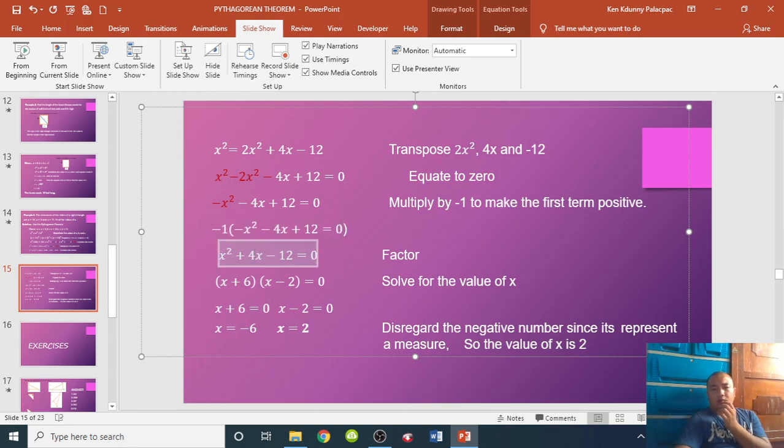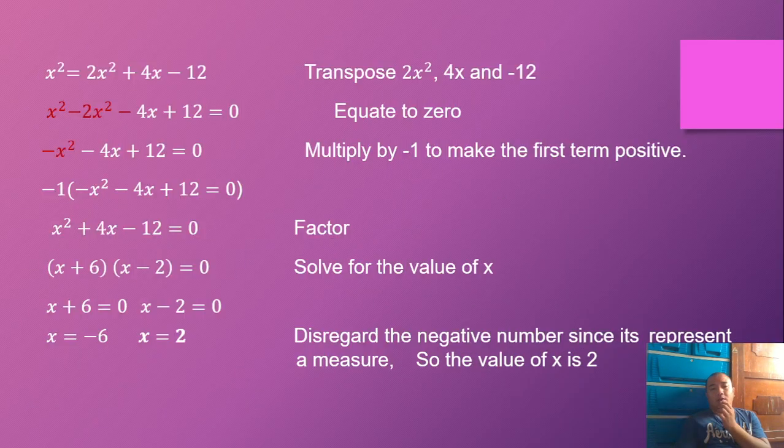Let's continue. What are the factors of negative 12 whose sum is positive 4? 6 and negative 2. 6 times negative 2 is negative 12, and 6 plus negative 2 is positive 4. Then by the zero product property, equate x plus 6 equals 0 and x minus 2 equals 0. Solving for x, x equals negative 6 and x equals 2.